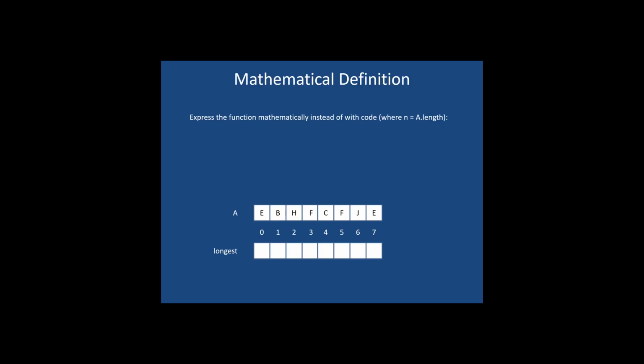So let's go through the animation and see what I'm talking about. Okay, so we know that the longest subsequence that starts at E is of length 1. That's just a base case. Now, what about for J?